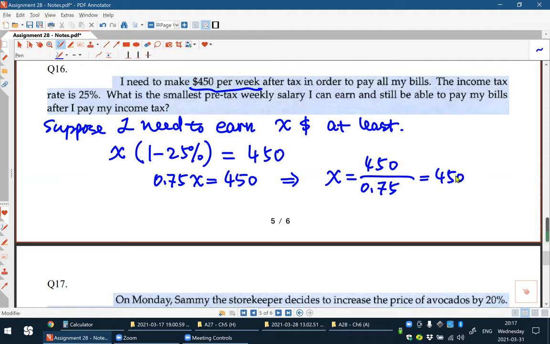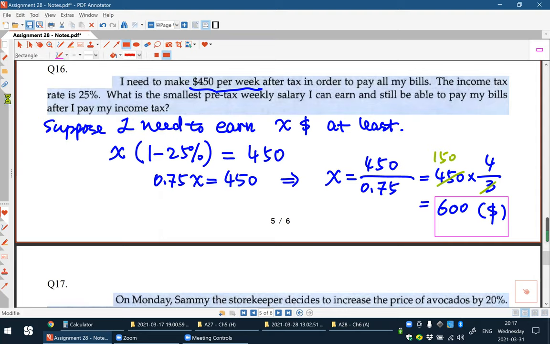0.75. There is a trick to do this more easily. 0.75 is 3/4. Dividing by 3/4 means times 4/3. Then we can cancel the 3 with the 450, which gives 150. 150 times 4 is 600. So we need to earn at least $600 in order to pay all the bills. Okay, any questions? No? Okay, let's see the next one.